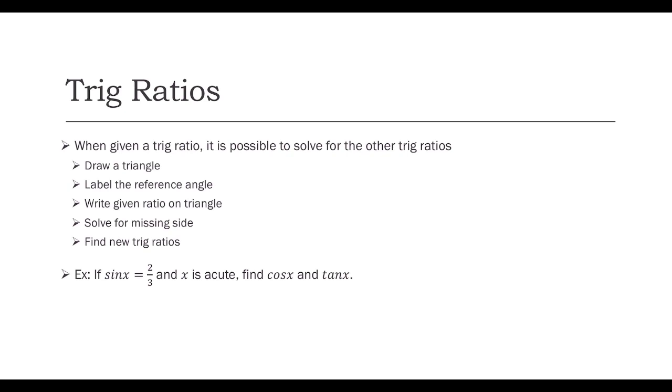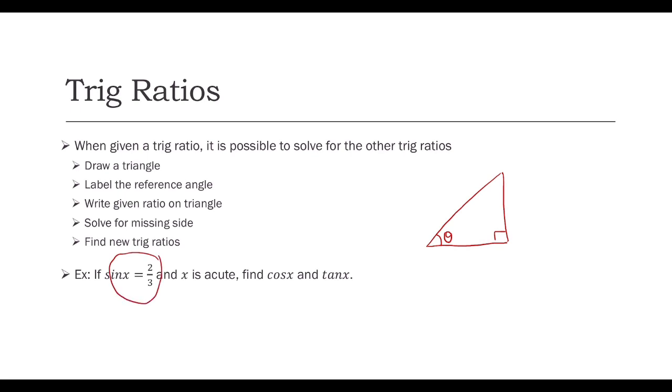Next, we have our trig ratios. When you're given a trig ratio, it's possible to solve for the other trig ratios. So we'll go through our example and look at each of these steps. Our example says if sine of x equals 2/3 and x is acute, find cosine of x and tangent of x. First we'll draw a triangle, and we'll label the reference angle. We'll label this one as theta. We could choose whichever angle we wanted except for the 90-degree one. And then write the given ratio on the triangle.